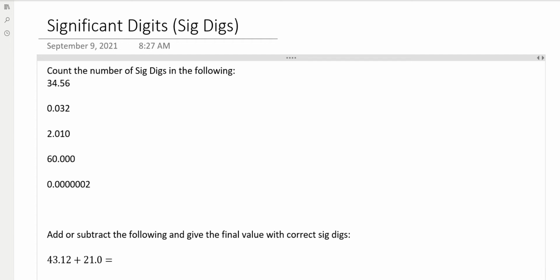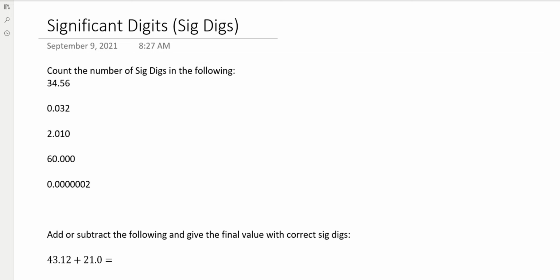Count the number of sig digs in the following. So literally we need to count. We need to know the rules, but then we just need to count. When we're counting sig digs, we're going to count using the multiplication division method. That is the main way, so that's what we're going to talk about first. But there's a little special thing with addition and subtraction, if that's all you're doing in an equation.